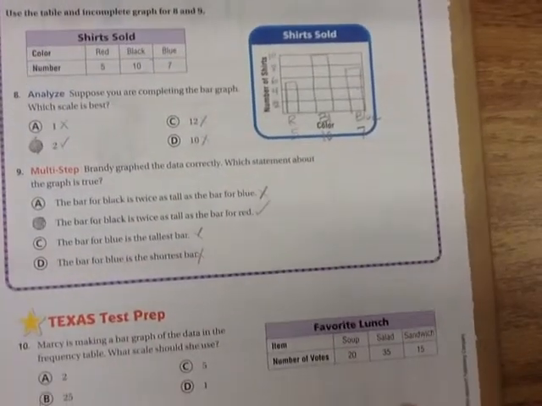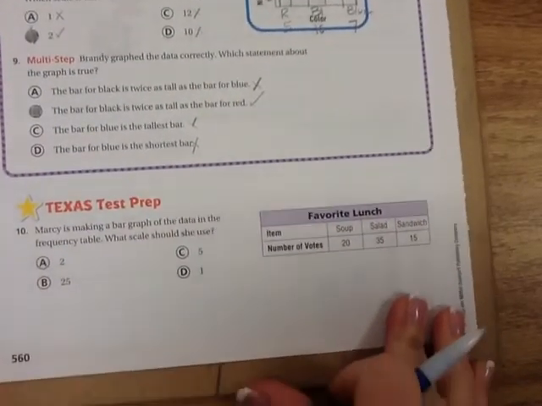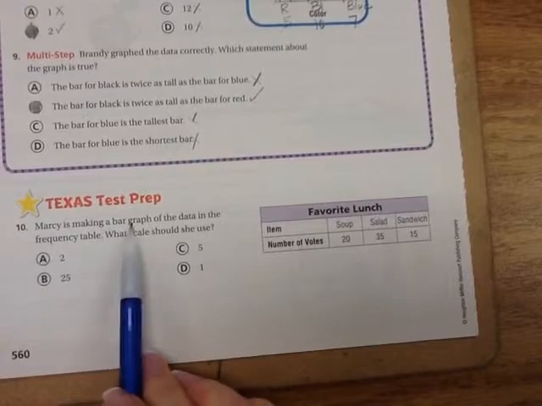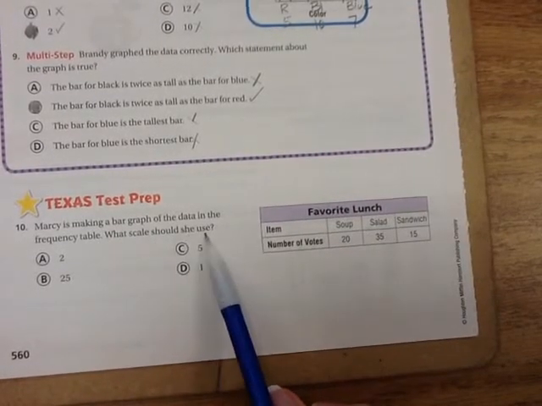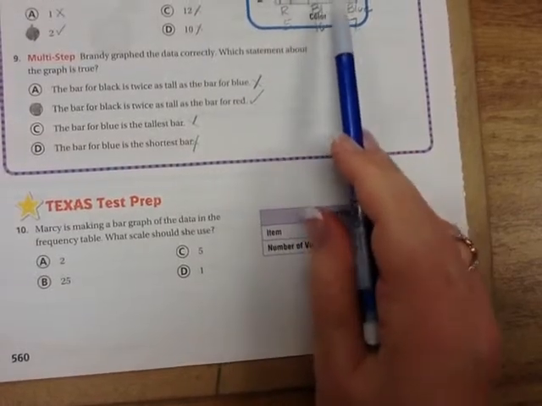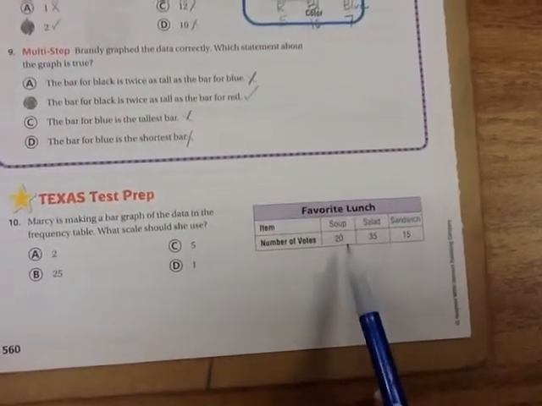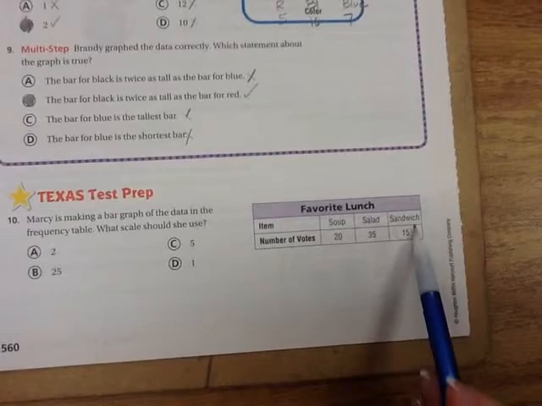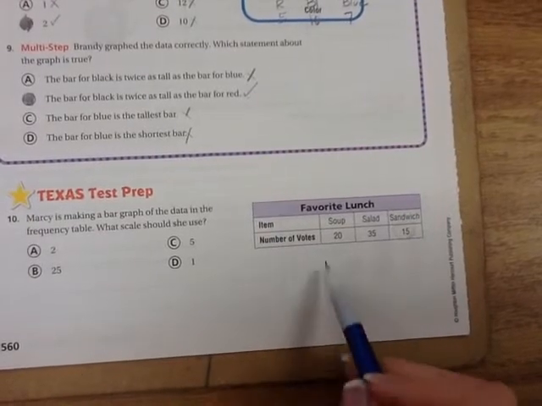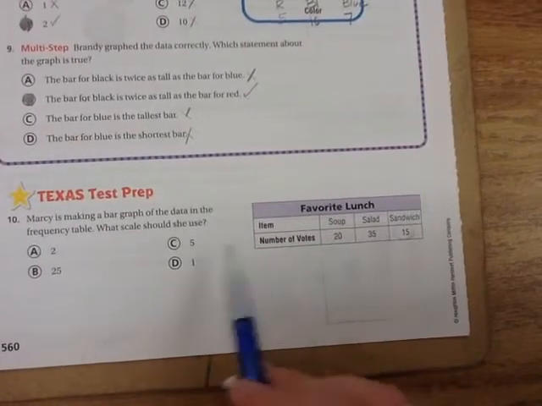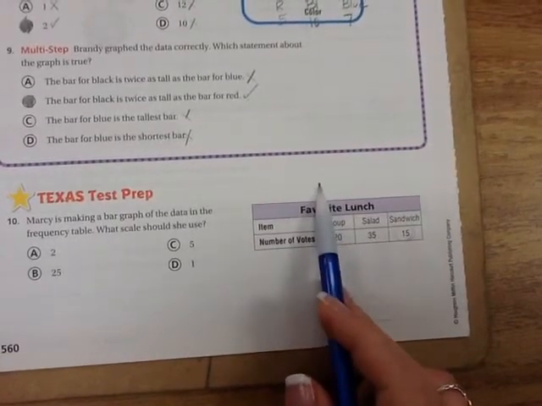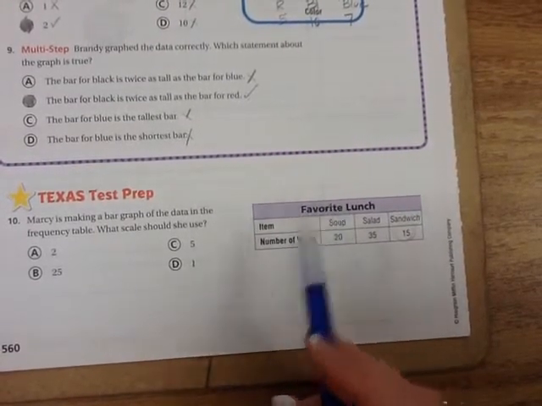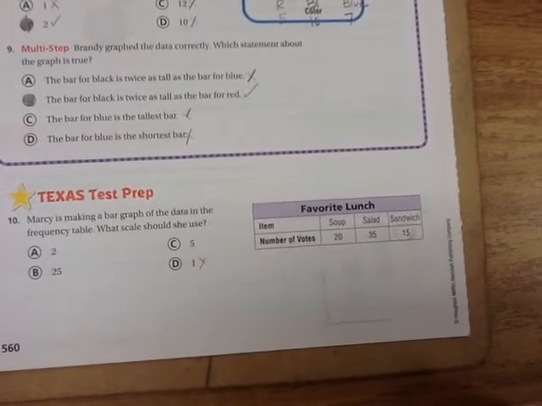Again, not really anything new, just slowing down and really analyzing it. Marcy is making a bar graph of the data on the frequency table. Which scale should she use? So again, we don't know how many lines we have like up here, but let's just look. We don't even start our information until 15. So if you were to have a graph, and this would be 0, and you were to start a skip count by 1, 1, 2, 3, 4, 5, 6, 7, 8, 9, 10, 11, 12, 15 would be way up here. So you know 1 is not a great option.